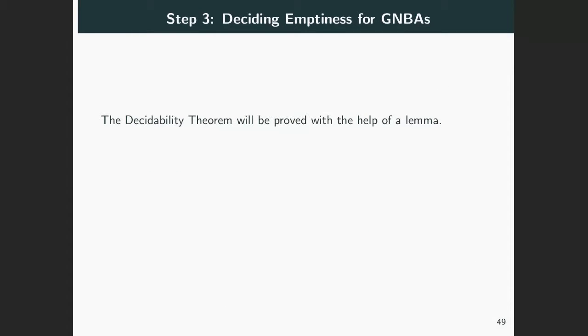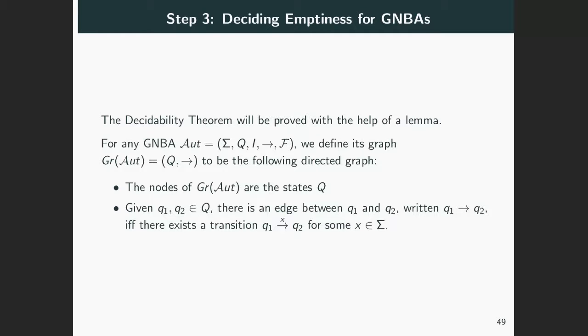To prove this theorem, we first need a lemma, which will talk about the underlying graph of an automaton A. The graph of A, denoted like this, has the automaton states as nodes, and its edges are given by the automaton's transition relation by ignoring the labels. We'll also write arrow to denote edges in this graph. So Q1 arrow Q2 will mean that there exists an edge in this graph between Q1 and Q2. In short, the graph is obtained from the automaton by forgetting the labels on the transitions.